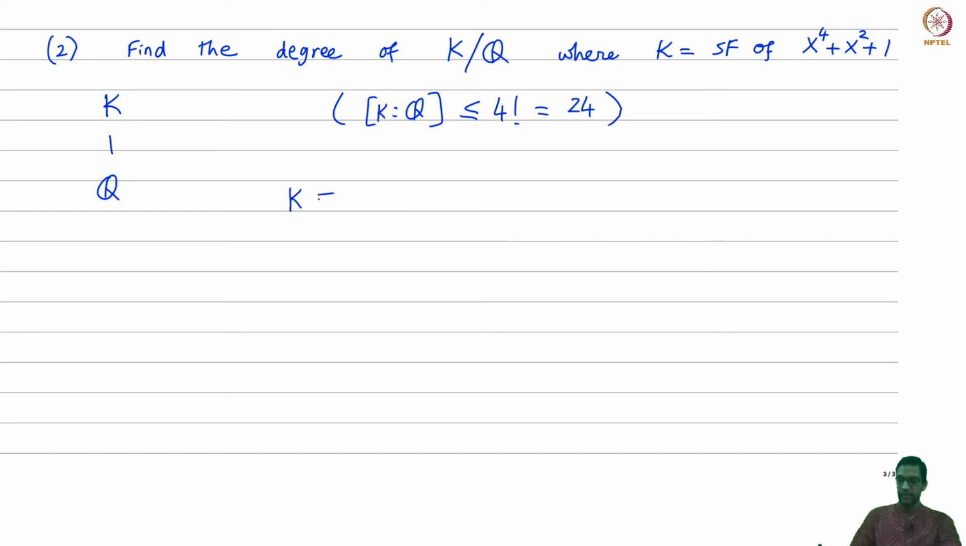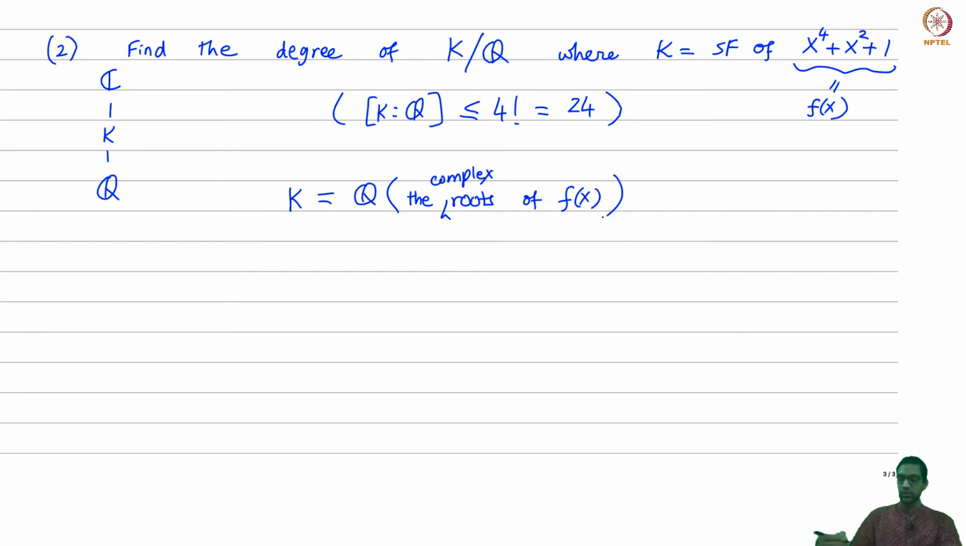So again, like we did in the earlier problem, we proceed similarly. We first take Q, and to it we adjoin all the complex roots of this polynomial. So let's call this polynomial f(x). Recall that I have C on top, and so I can just think of K as Q adjoined all the complex roots of this polynomial f(x). So let's try and find out what the roots look like.